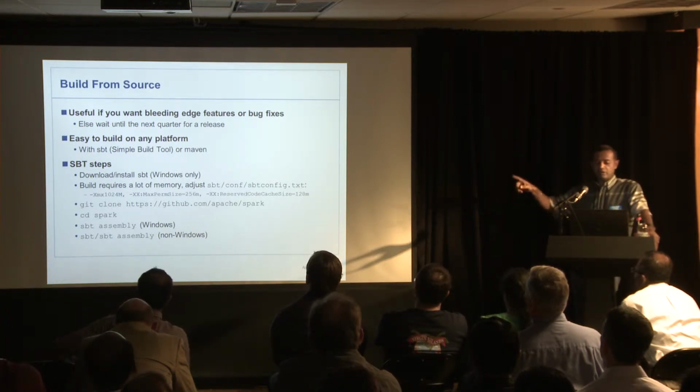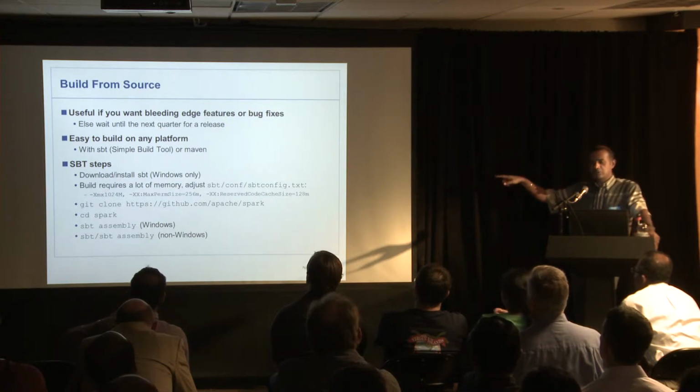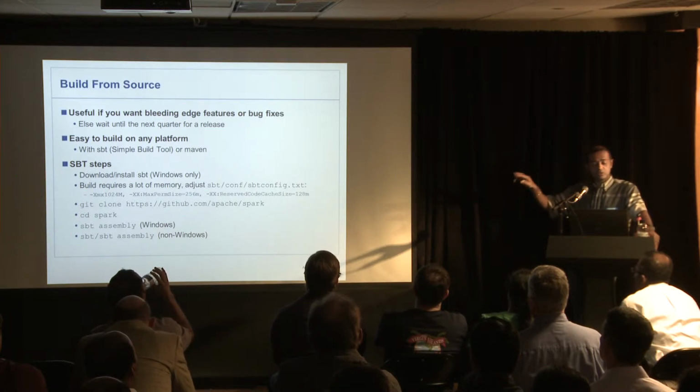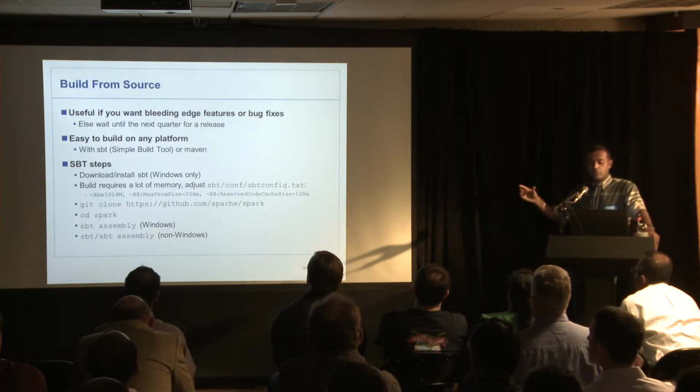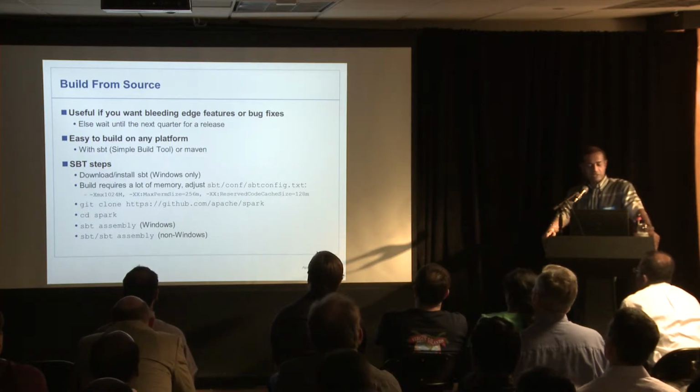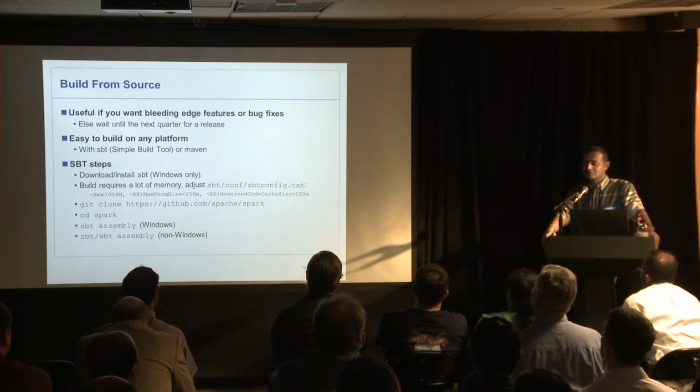Just download it. If you're on Windows, you have to download SBT. On Linux and Mac OS, they have a shell script which will automatically download it for you, so you don't have to do that. So on Windows, just download that. It does require more memory to build, so at the minimum you need what is Xmx? It's the max heap size, yeah.